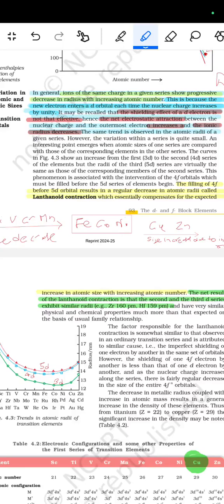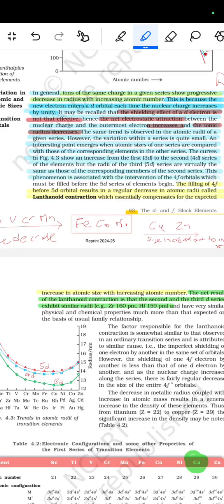The same trend is observed in the atomic radii of a given series. However, the variation between the series is quite small. An interesting point emerges when the atomic sizes of one series are compared with those of the corresponding elements in the other series. The curves in figure 4.3 show an increase from the first 3d to the second 4d series of the elements, but the radii of the third 5d series are virtually the same as those of the corresponding members of the second series.